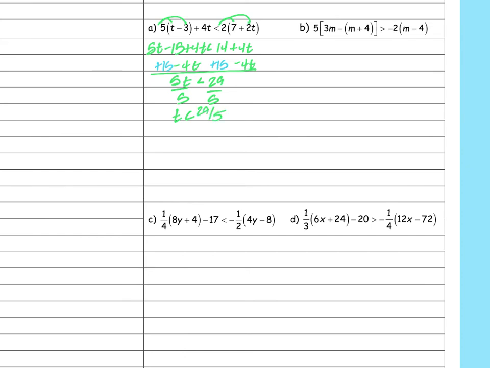So it's less than 29 over 5. So my interval notation is going to go from negative infinity to 29 fifths. Okay. Whew. Okay, let's go to B. So I have brackets inside of parentheses inside of a bracket. That means I have to start on the very inside. So I'm going to start by distributing this negative through.